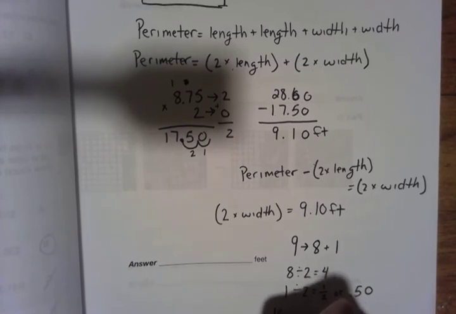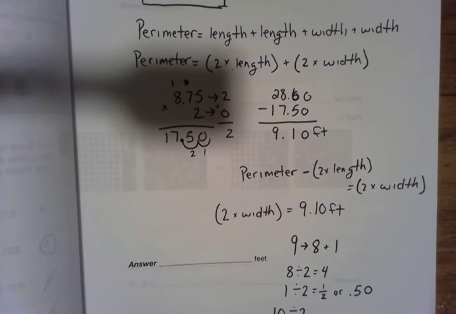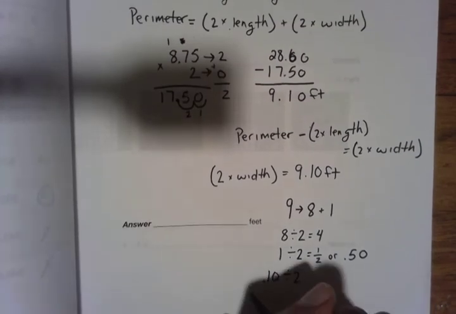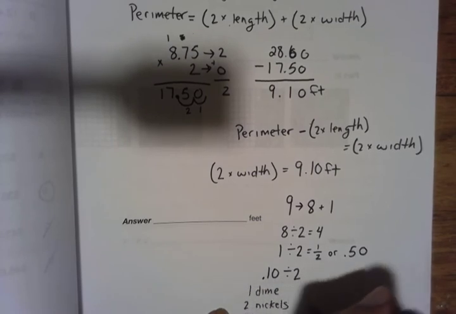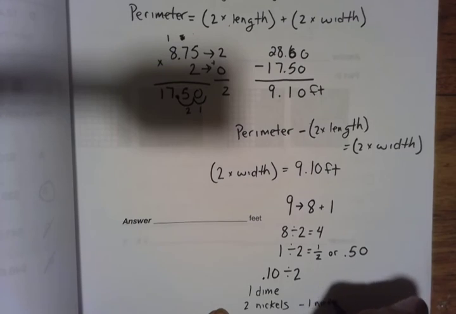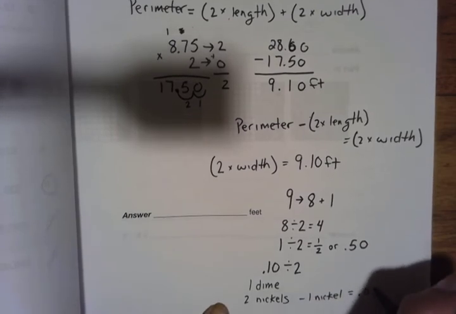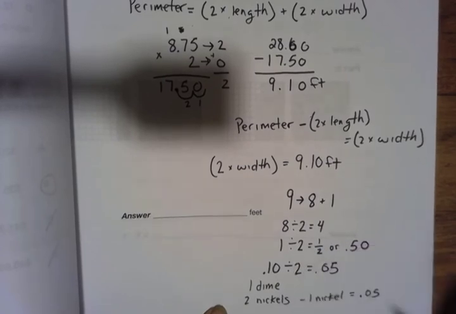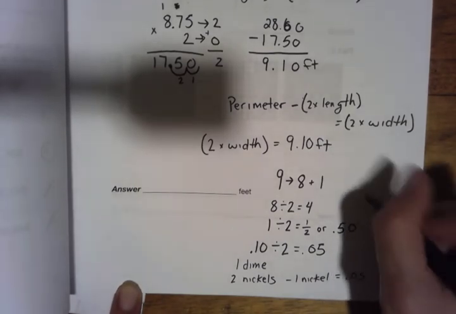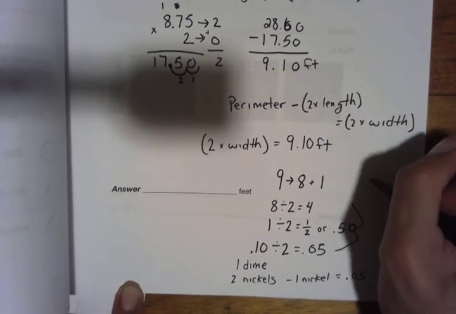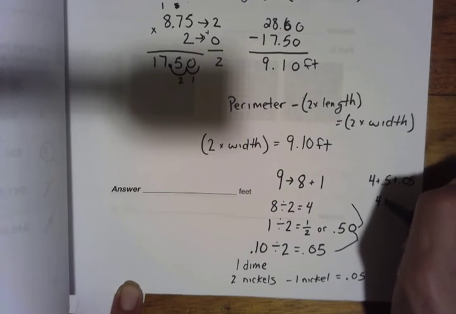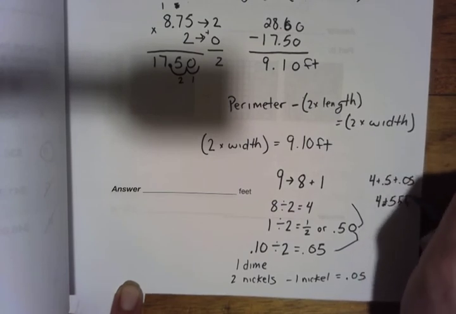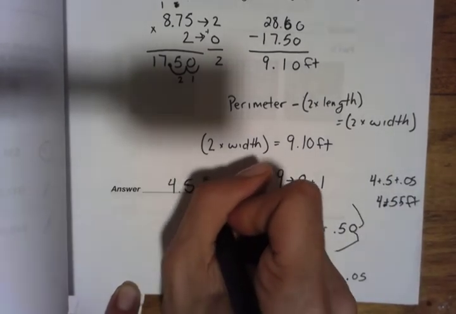Now I have this 0.10 that I need to divide by 2. So I know that 0.10 is the same as 1 dime. And if I was to split 1 dime into 2, I will have 2 nickels, and 1 nickel is equal to 0.05, meaning that this will equal 0.05 as well. So now I just need to add my three numbers here. So 4 plus 0.5 plus 0.05. And we're going to get 4.55 feet. There we go.